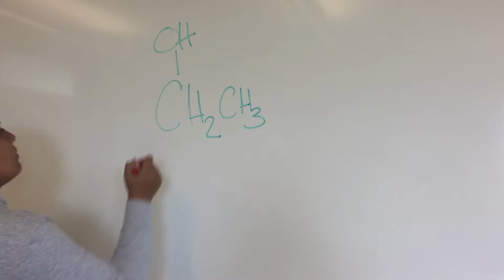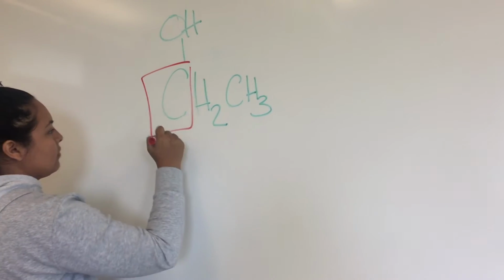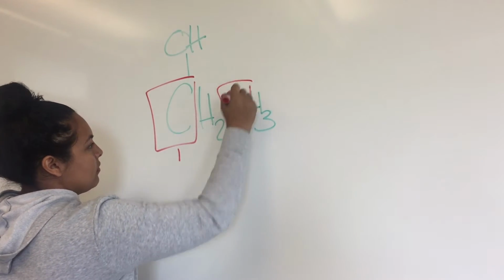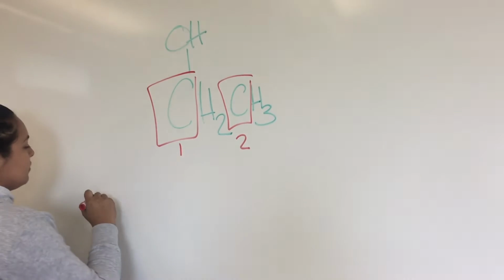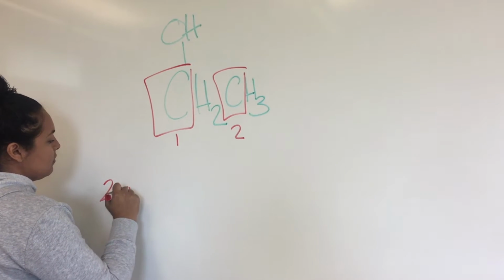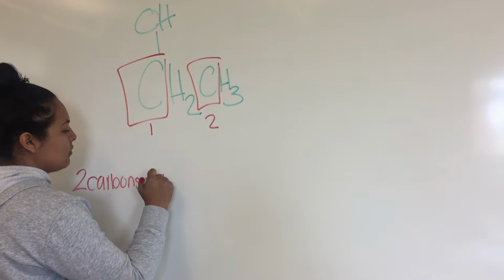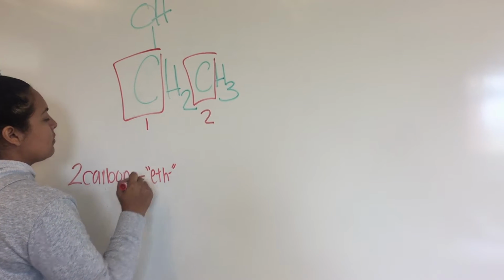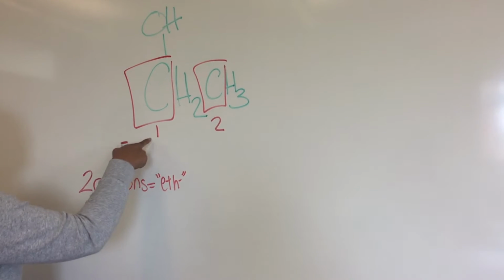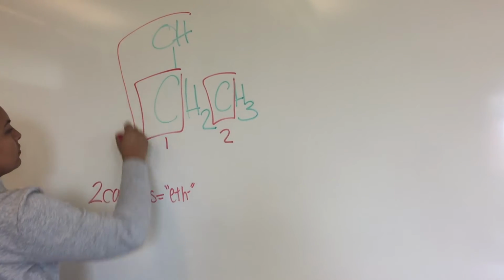Okay, so we're going to start by boxing our carbons. Count them out. We have 2 carbons. Make a note. What does 2 carbons equal in prefix? Ethyl. So then we locate where our OH is located. It's at the first carbon.